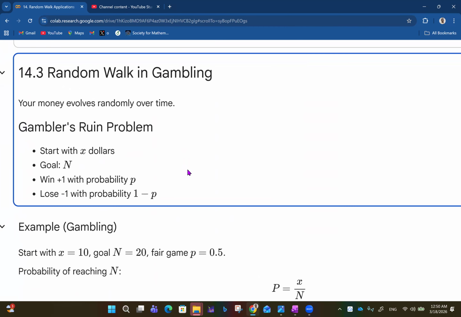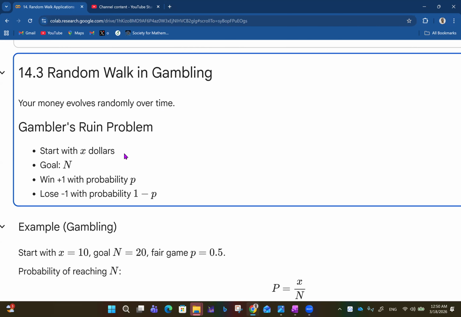Of course, I totally discourage gambling. I'm not a gambling type of person, right? But I mean, your money evolves randomly over time. So in gambling, that's why I talk about the gambler's ruin problem. A gambler has a chance of losing everything.